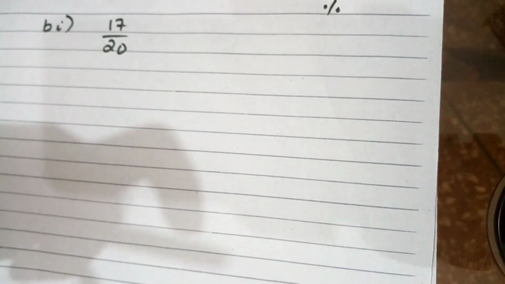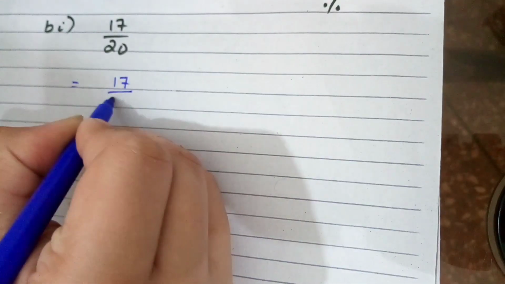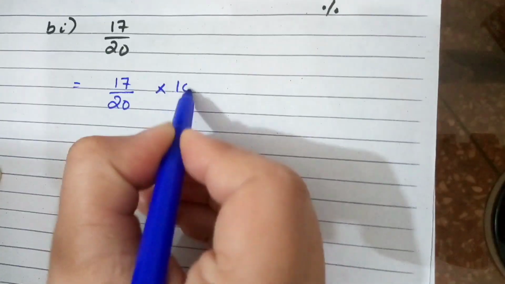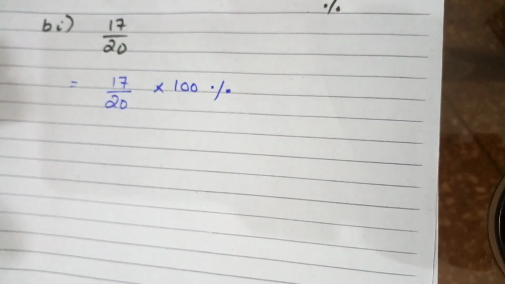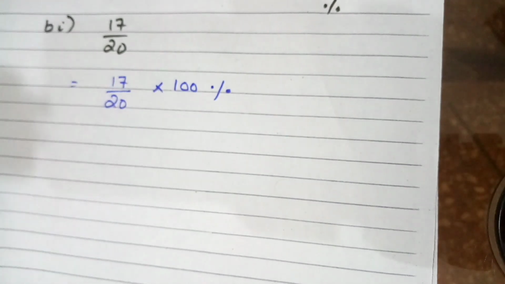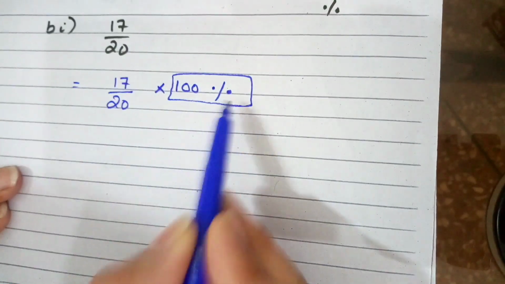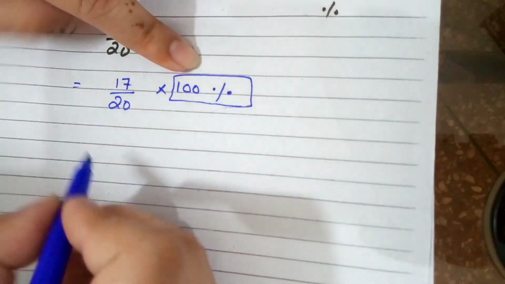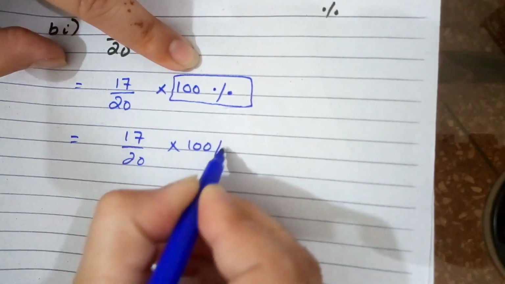So to convert it to a percentage, we multiply this fraction by 100 percent. 17 by 20 is going to be multiplied by 100 percent. Whenever there is a term and we have to convert that term into a percentage, we just have to multiply that term by 100 percent, and also write the percentage sign. Now we have the fraction 17 by 20 multiplied by 100 percent.